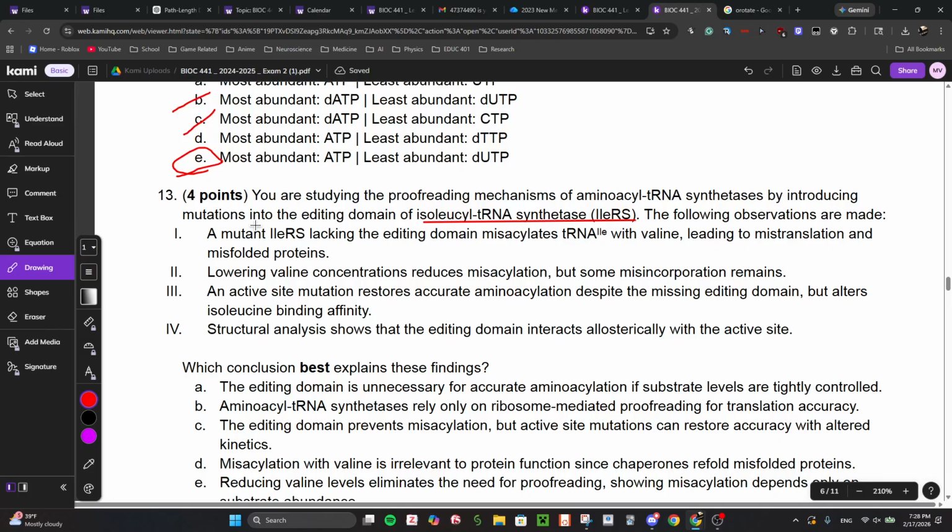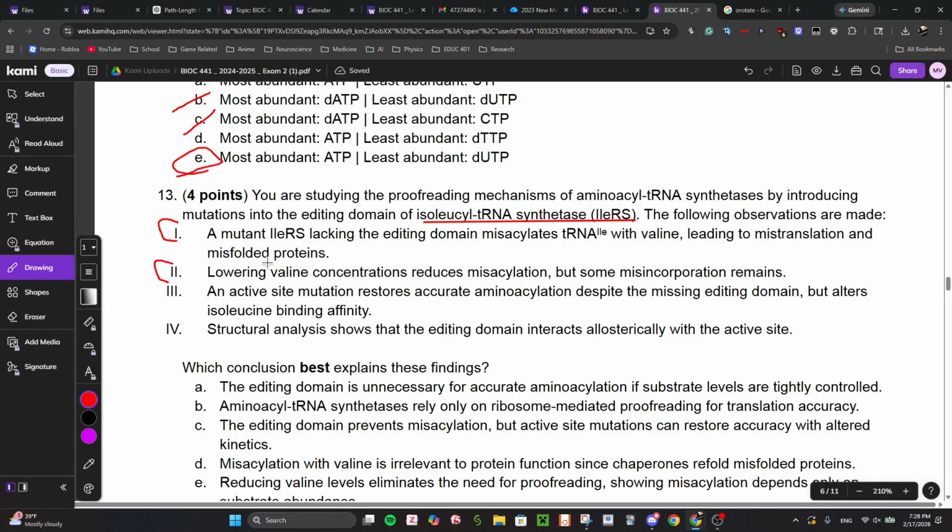I think the main ones that I really care about here are these top two. So a mutant isoleucine RS lacking the editing domain, so no editing, right? Misacylates tRNA with valine. So that means I'm supposed to have isoleucine, right? But the editing domain is screwed. So I import valine in there instead, and it still is fine. And it leads to mistranslation, misfolded protein.